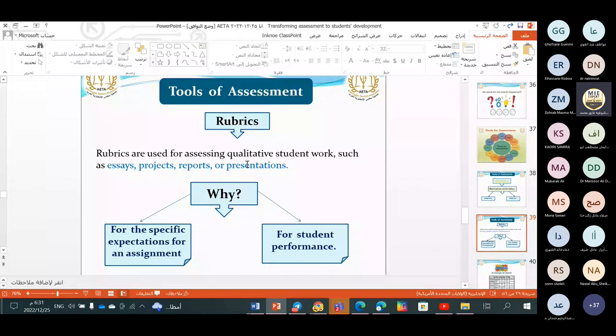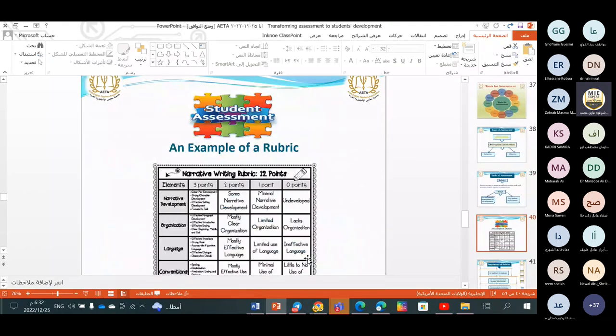Is it for grammar? Is it for spelling? For word order? For connectors? For any other point that you want? Not all the points, as I said previously, at the same time. Why rubrics? For the specific expectations for an assignment or for a student performance. Here is an example of a rubric. Maybe it is not too clear, but it gives us a clear hint about what points you should put in your rubric.